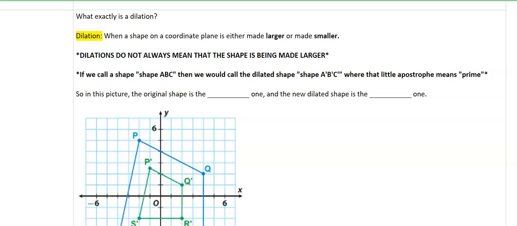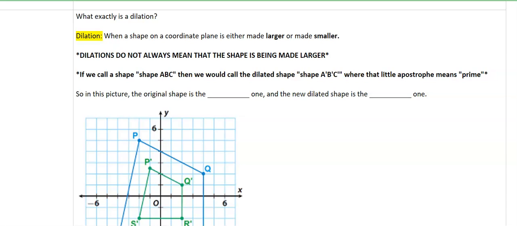So today we're going over the transformation called a dilation. Now, what exactly is a dilation? It's just when a shape on a coordinate plane is either made larger or made smaller. So dilations do not always mean that the shape is being made larger. A lot of people think of dilations when you think of your eyes, when you get them dilated. They either get bigger or smaller.